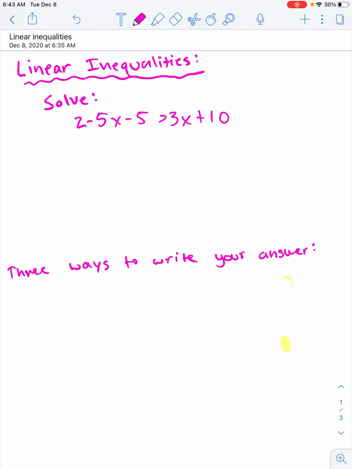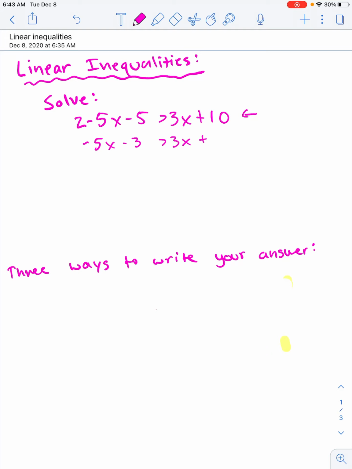Okay, so we're going to talk about solving linear inequalities, which should look somewhat familiar to you. So I have an example written here, and I want you to try and solve this on your own, and then once you've given it a try, unpause the video and come on back, and I'm going to walk us through it. So first I'm going to combine like terms on both sides.